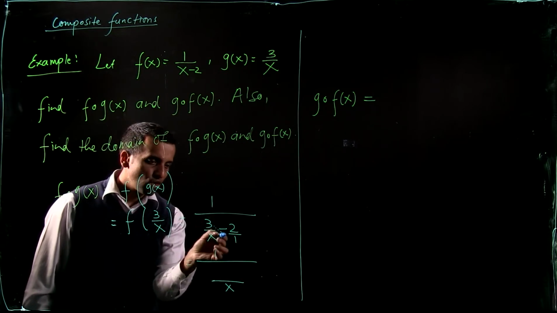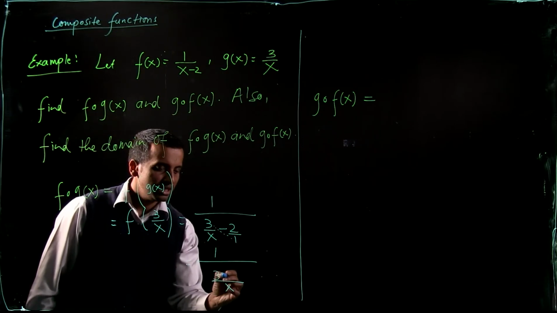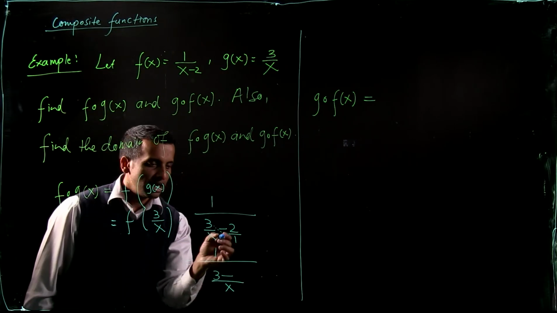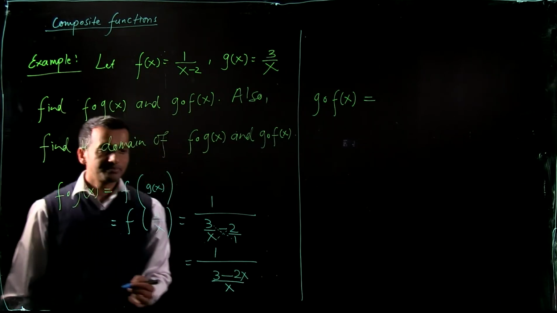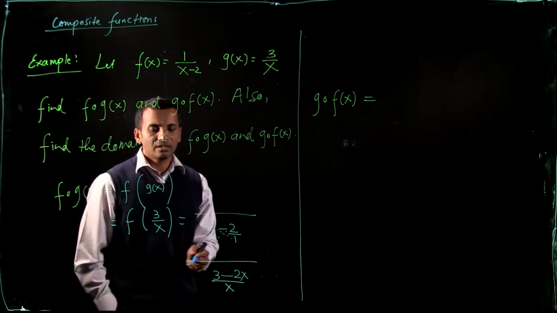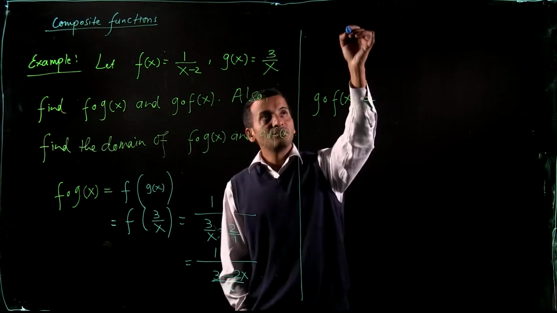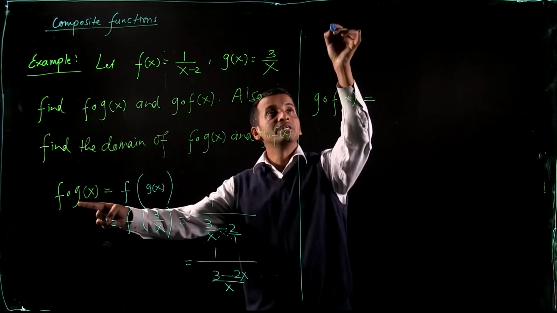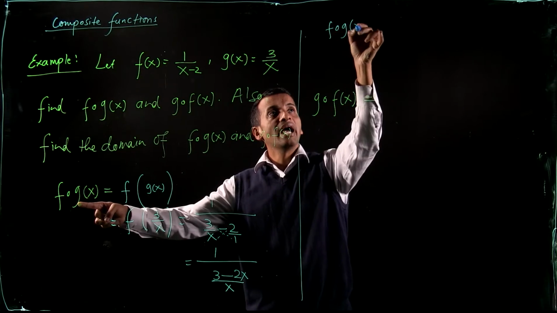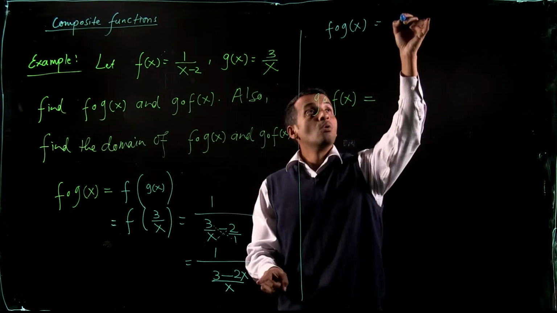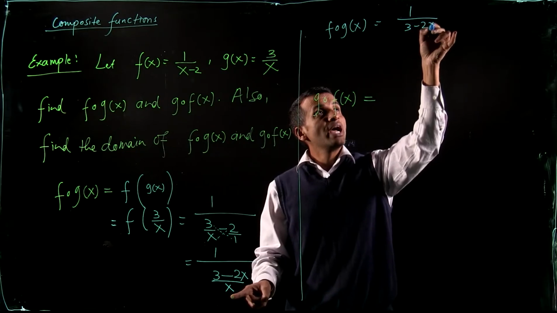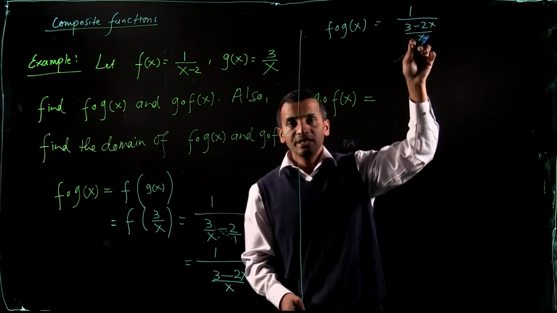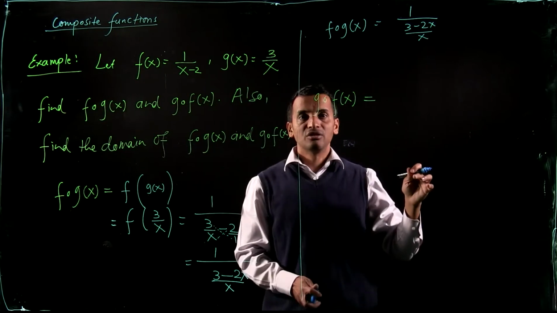And then you multiply the cross, like 3 times 1 is 3, and then minus is in the middle, and then 2 times x, it is the cross multiplication there, twice x. Okay, so what do you get? So you started from f of g(x), you got 1 over (3 minus 2x) over x. This is the fraction of the fractions, right?